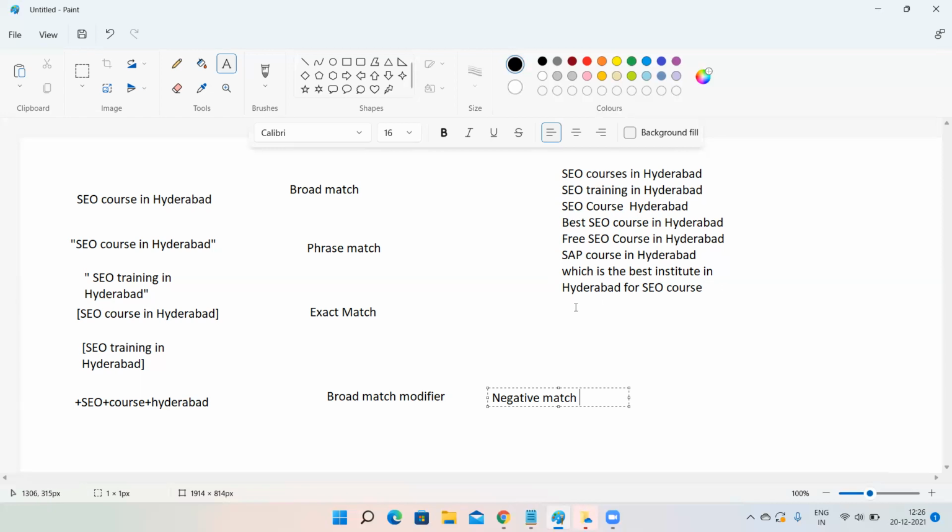Now, which is the best institute in Hyderabad for SEO course? For this also your advertisement will appear. Broad match, only very, very big companies will go for broad match. Do not go for broad match. Unnecessarily, you'll be losing your money.